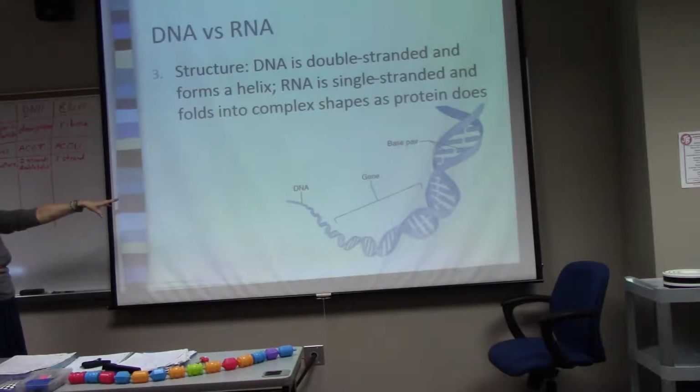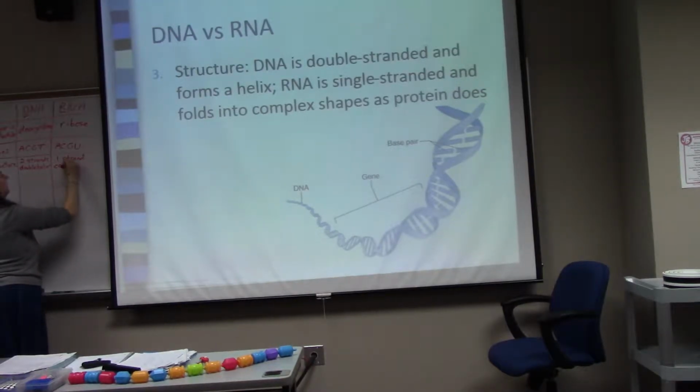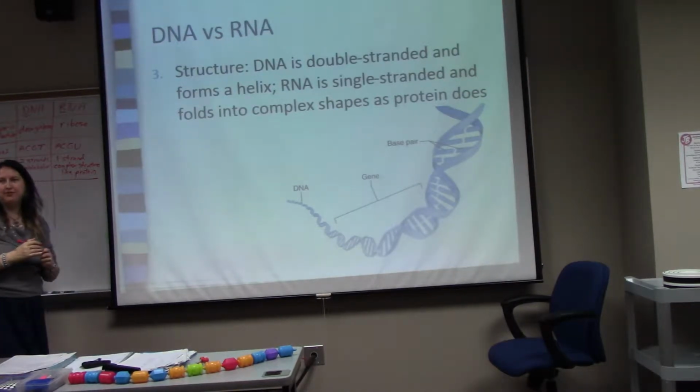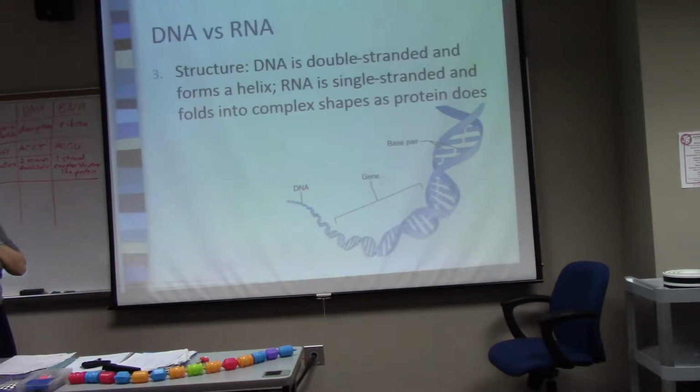RNA doesn't have that consistent shape because the single strand, the bases are going to stick to each other in different ways and crumple it up like a protein. So DNA all looks the same. RNA, you'll see a wide variety in what it looks like, but it's always made of a strand of nucleotides that have ribose and A, C, G, and U in them.